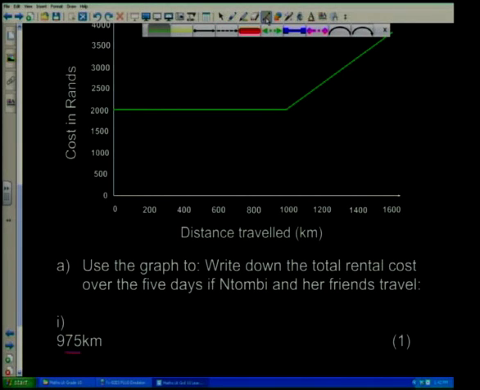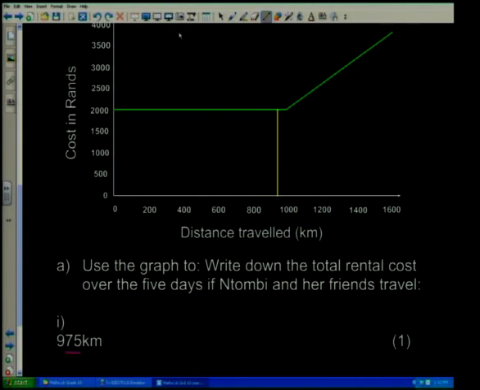So we want them to go 975 kilometers. Well, what do we do? We find our 975 on our graph. Now remember, we've got 800, 1,000. 975 is close to 1,000. So I'm going to draw a line up, and I don't even need to draw a line across because my line across is my graph. So how much is she paying for 975 kilometers? The answer to this is 2,000 Rand. And remember, that's our cost in Rand, so we always have a reference, so it's 2,000 Rand.